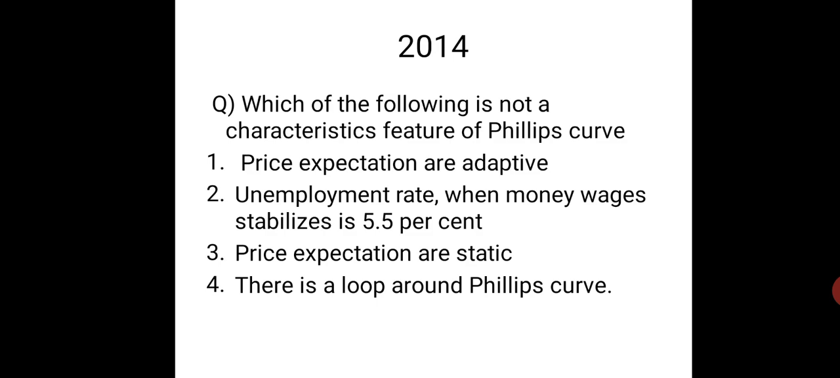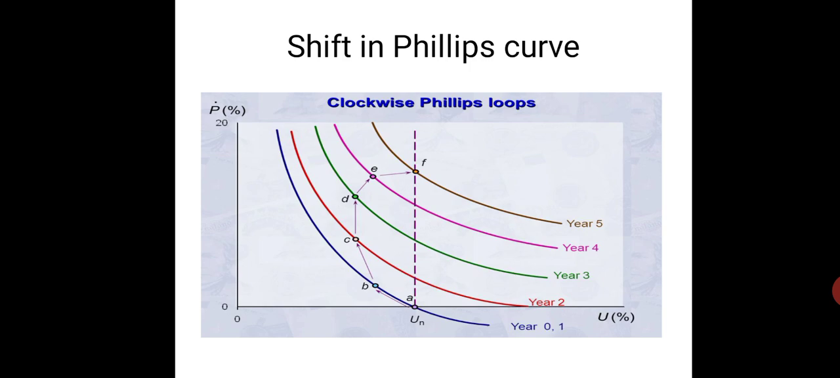Next option, there is a loop around the Phillips curve. Yes, that is also a correct characteristic, which comes in this slide, where UN is the natural rate of unemployment, and you can see that with any effort to reduce unemployment from point A to B, the inflation rate has increased through B, C, D, E, F, and this forms that loop, with the Phillips curve shifting to the right, upward, right?